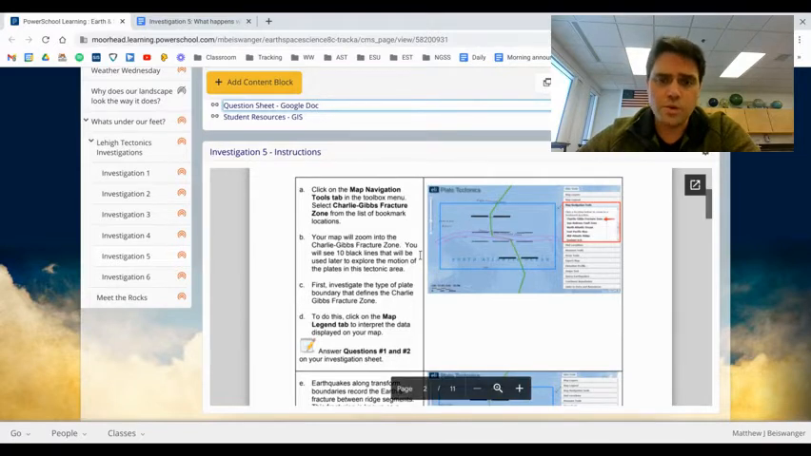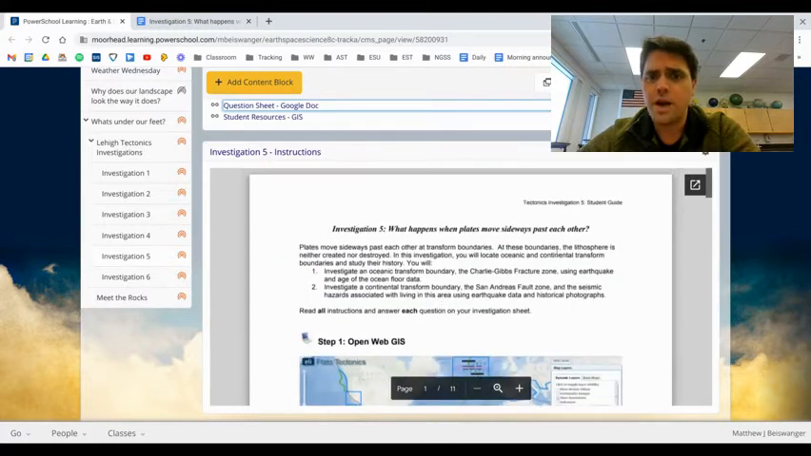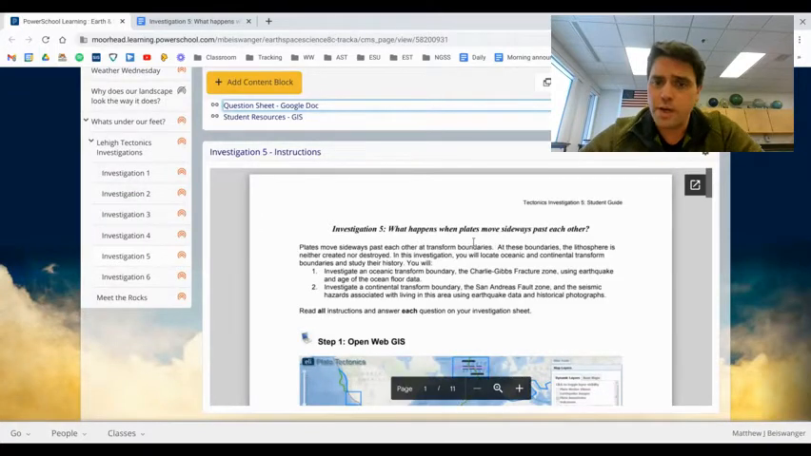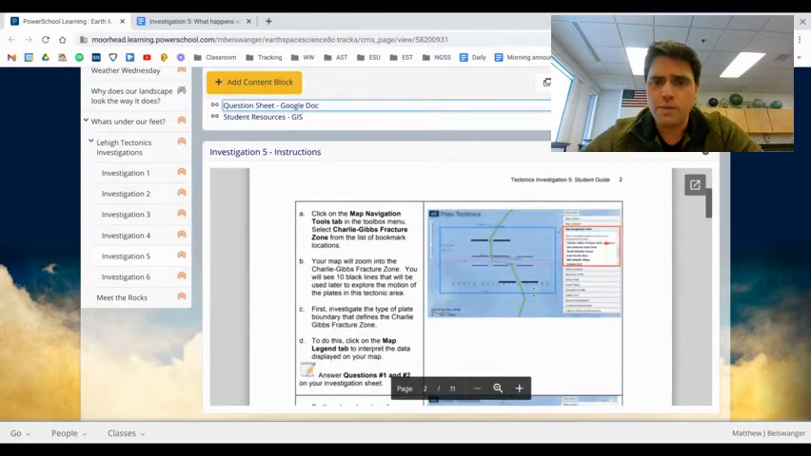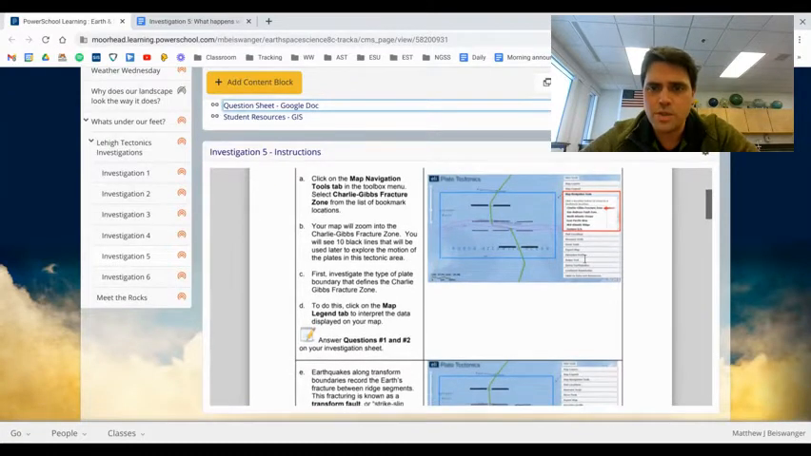So follow the directions. As far as working your way through this investigation today, Investigation 5 looks at what happens when plates move sideways past each other. So we're looking at the transform boundaries here. We start off with the Charlie Gibbs fracture zone. This is right along the mid-Atlantic ridge in the middle of the Atlantic Ocean. Notice there's a big divergent boundary that comes in, then a big transform boundary across the middle, and then another divergent boundary coming out. The purple is the Charlie Gibbs fracture zone.